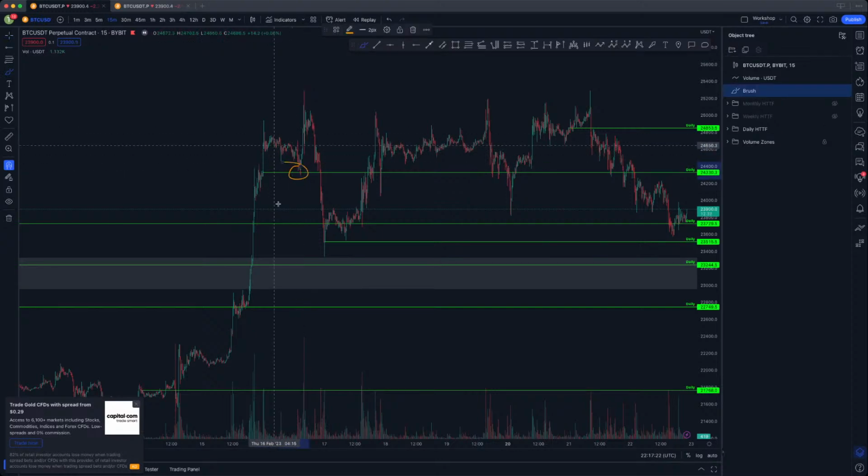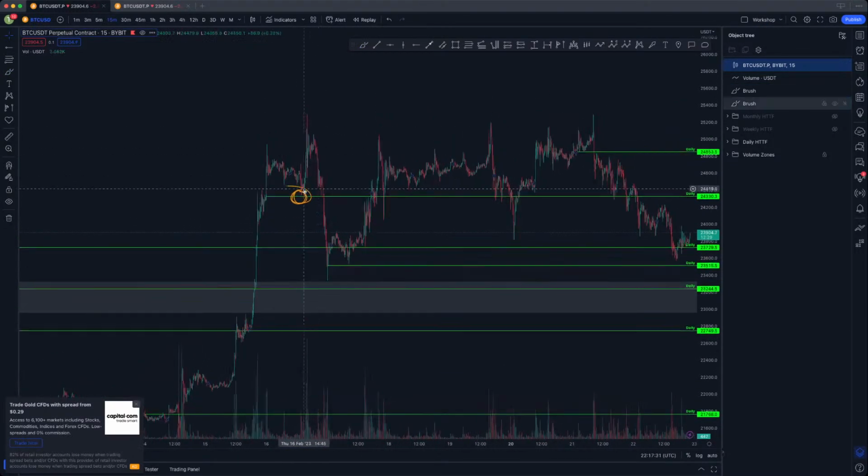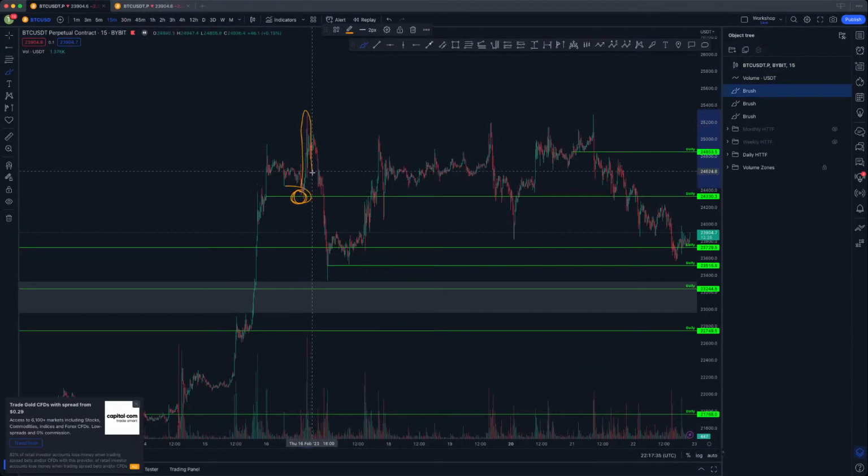First zone. Let me get rid of that magnet. Come down, touch that almost to the dollar accuracy. That would have been a beautiful long as a reversal order that came in there. Of course, then we smash through it, smash through another time frame. But where do we come to? Right at the volume zone. And we push back up.